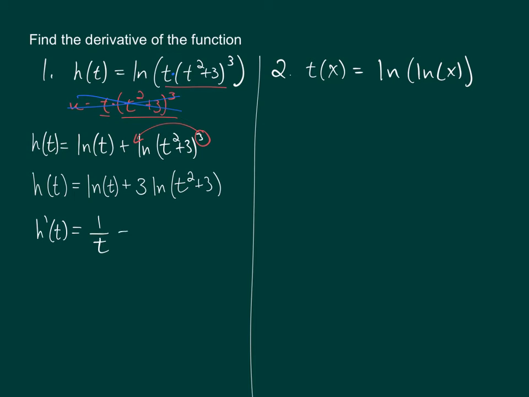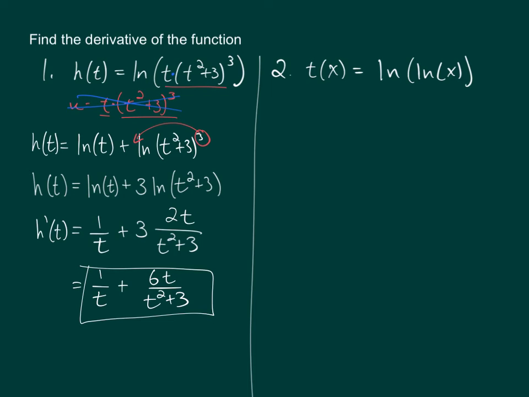In this next one, we will have 3 times the argument of the log go into the denominator, so t squared plus 3. And the derivative of that will go into the numerator of this fraction. So the derivative of t squared plus 3 is just 2t. Again, no crazy chain rule, no product rule. The only thing we have to do is simplify this, and this is 1 over t plus 6t over t squared plus 3. This is a good derivative for example 1.